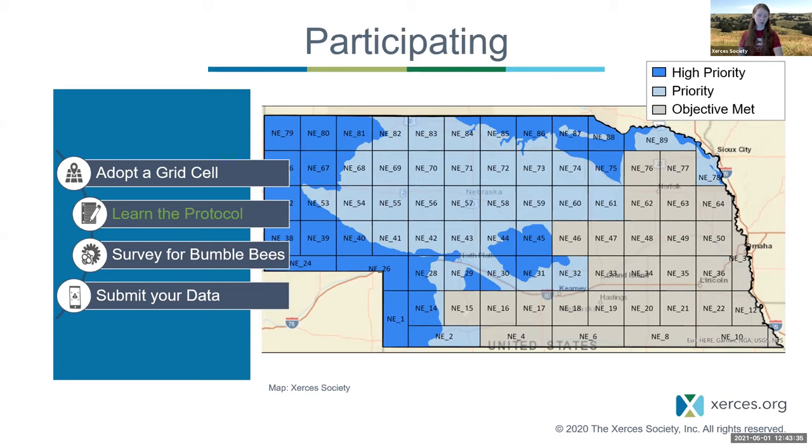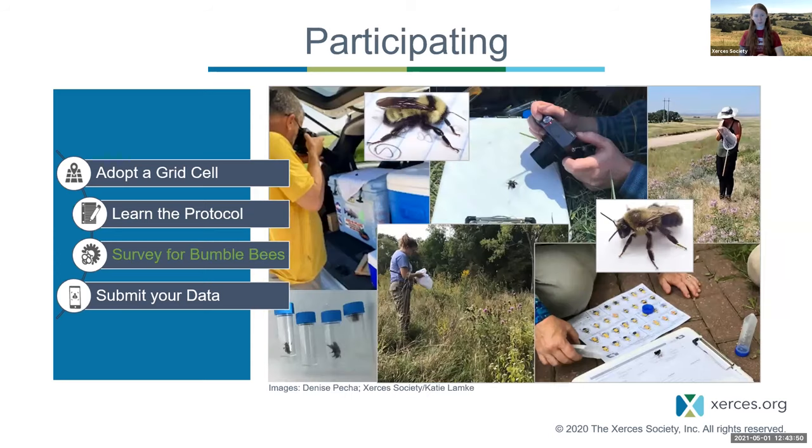After you've got your grid cell, you get familiar with the protocol, right? That's what we'll do later today. You're going to learn how exactly you swing a net. How do you catch a bee in a vial? How do you take photos of a bee? How do you fill out the data sheets? You get familiar with that process, and then you go out and survey for bumblebees.